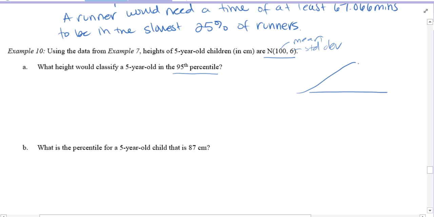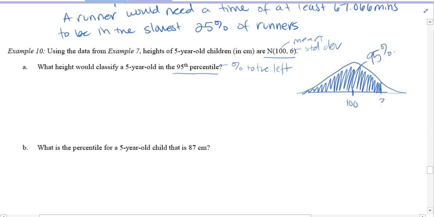So again, by definition, think about what a percentile is. A percentile is the percent to the left. Okay, so here in this distribution, we're centered at 100. We want to know where is the value, how tall would you have to be in the 95th percentile? Well, that means 95% of people are below you. This is 95%. Okay, so do you notice what we're given? Are we given a z-score or are we given a percent? Here we're given a percent.